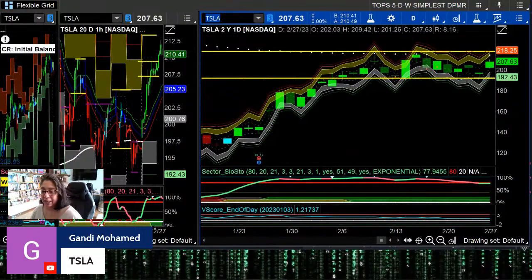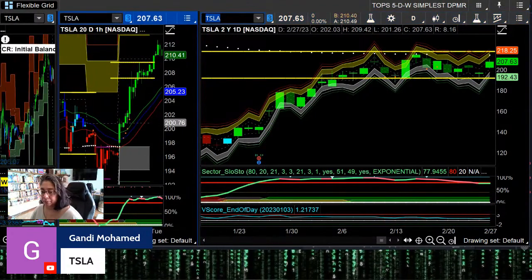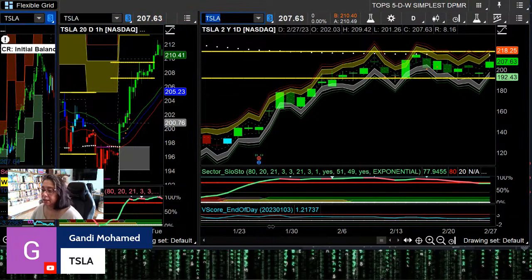All right, Tesla. Sure. Taking a look at Tesla. I do want to be a buyer. Really easy to see why. Take a peek at the multi-trend. It's been green for all of February, and that gives us a lot more.